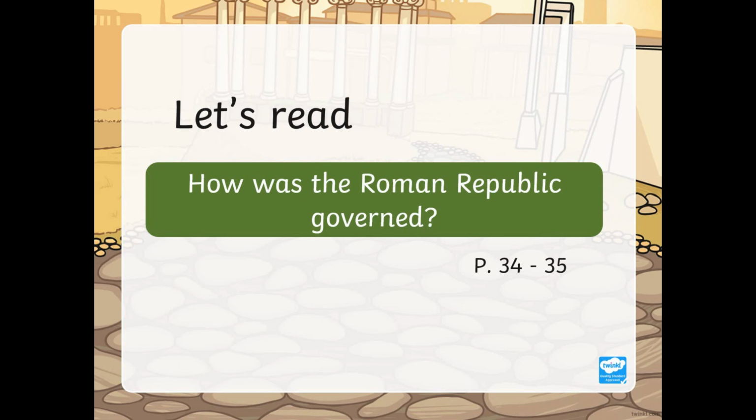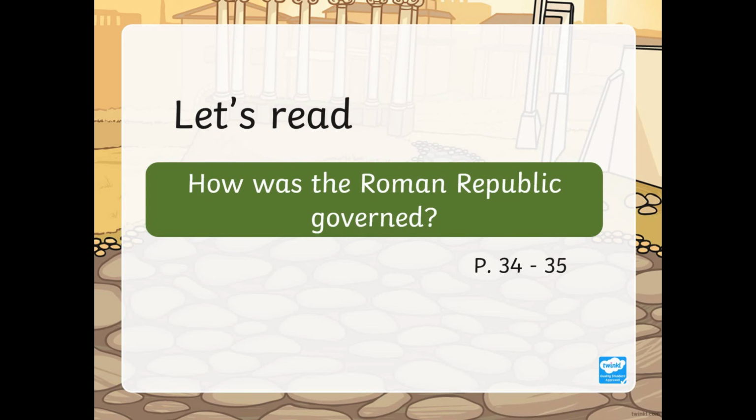Going to page 35, senators. The senators formed a group called the Senate. Senators advised the consuls and approved or rejected laws. Senators decided how to spend public money and advised on Rome's relationships with other countries.